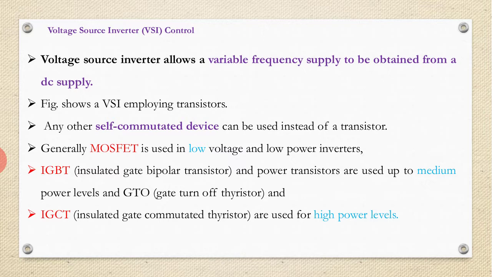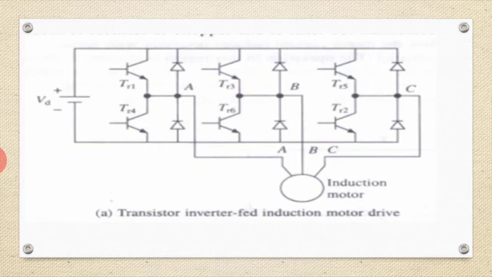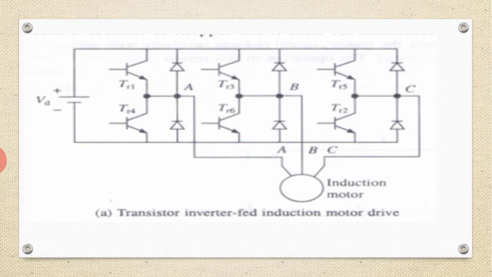Here the figure is shown. Six transistors are used. Nowadays, instead of transistors, they are using self-commutated devices. Self-commutated device means there is no need of commutating the device, as it has the capability of self-commutation, such as MOSFET.